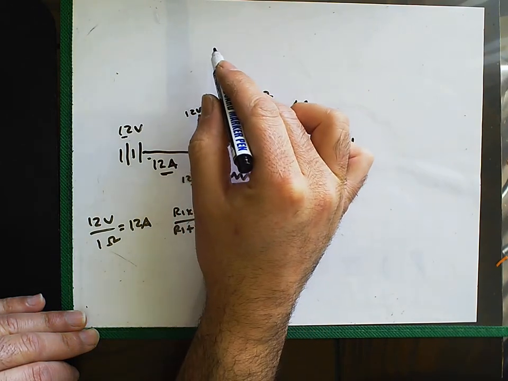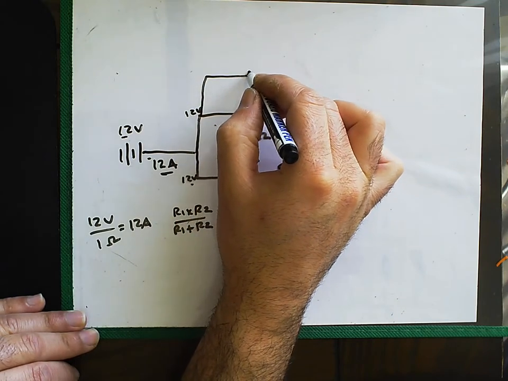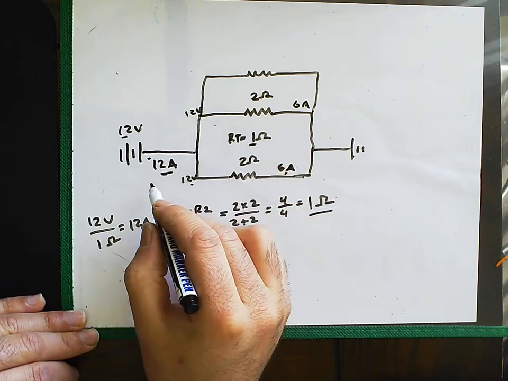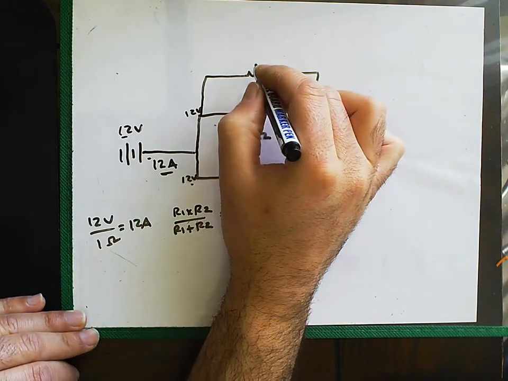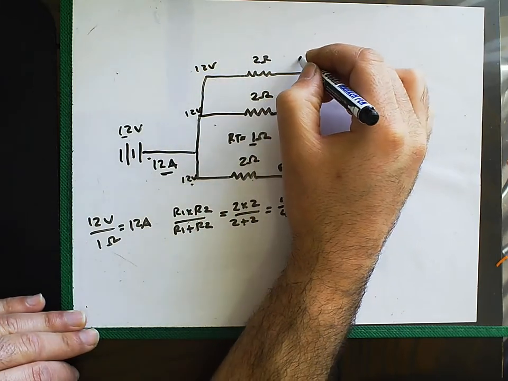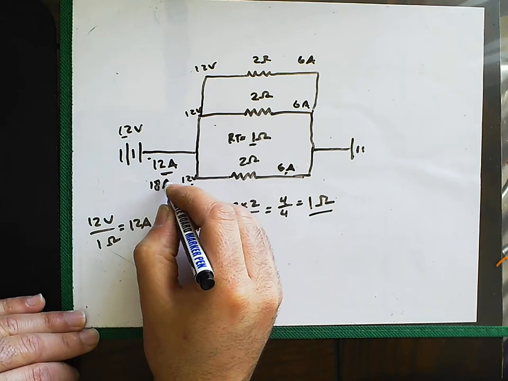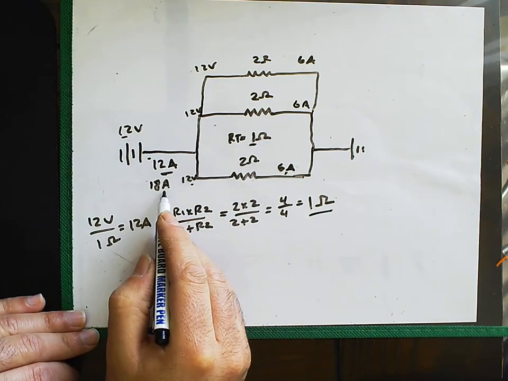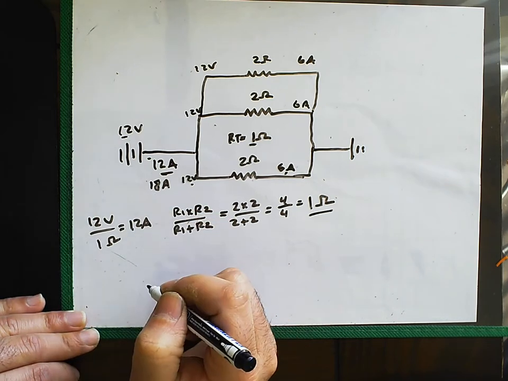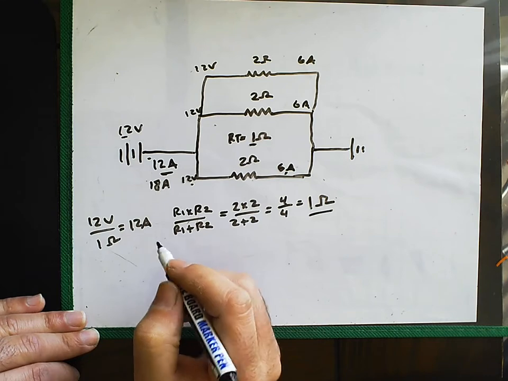If I add another branch, my amperage goes up. If this was 2 ohms here, this would still get 12 volts, and this would become 6 amps. So my amperage goes up. That means if my total amperage went up, what happened to my total resistance? Well, it must have gone down. So let's figure out total resistance.